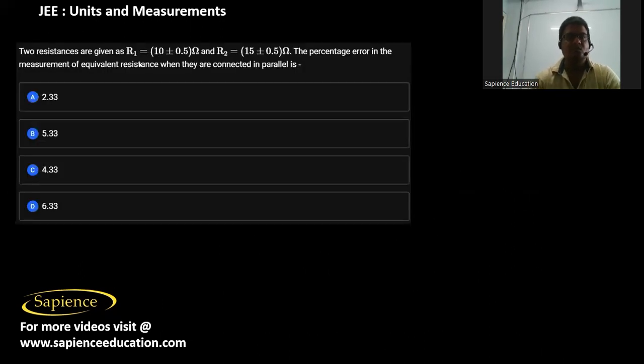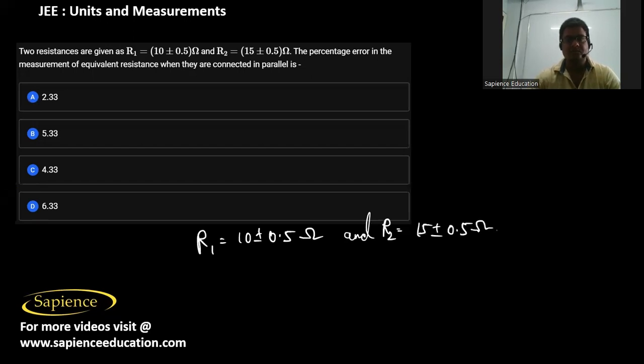Then here it is told, two resistances are given as R1 equals 10 plus or minus 0.5 ohm and R2 equals 15 plus or minus 0.5 ohm. Then the percentage error in the measurement of equivalent resistance when they are connected in parallel is.